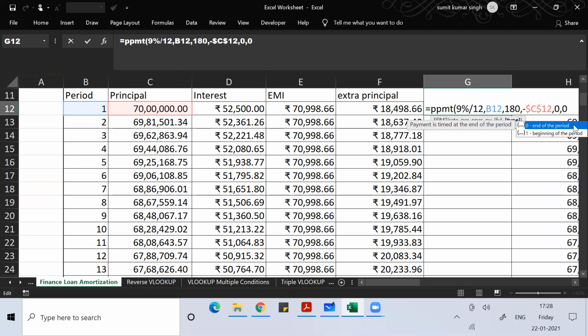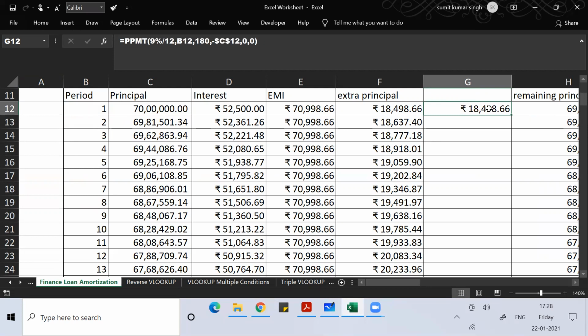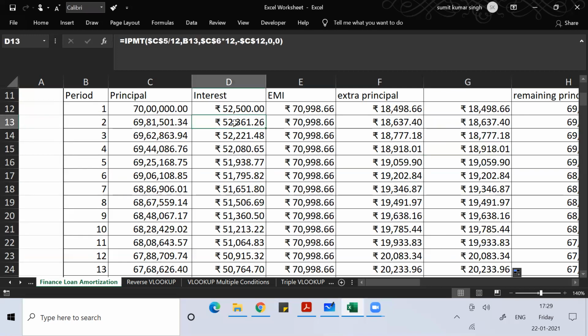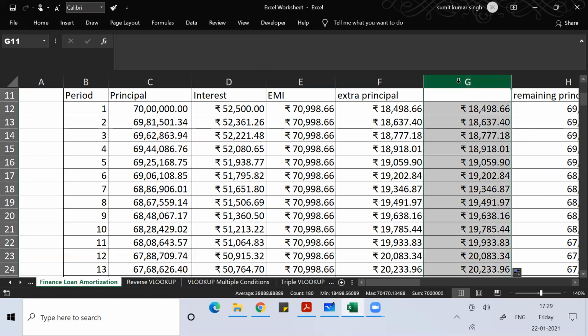Suppose you don't want to do it mathematically, you can find this value with the PPMT function, and you'll get the same value, you can see. So either you can use IPMT to find the interest, and to find the extra principal you paid, you can use the PPMT function, not the PMT function. That way you can do it.